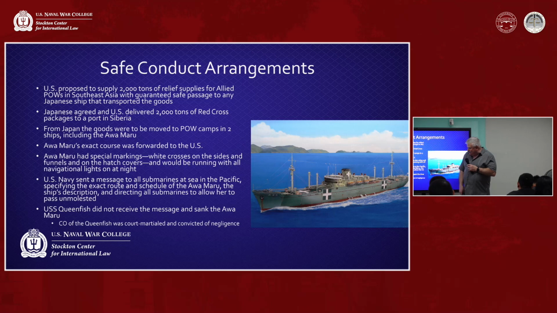The U.S. Navy sent a message out to all of its submarines and fleet, because remember, at this point in the war, we were doing just like the Germans were doing. Any merchant vessel that belonged to Japan, we were sinking. So it was unrestricted submarine warfare by the United States. So a message was sent out to the U.S. submarine fleet saying, here's the exact route and the schedule that the Awa Maru is going to be taking, here's a description of the ship, and directing the submarines to allow that vessel to pass, because safe conduct had been arranged between the two countries.